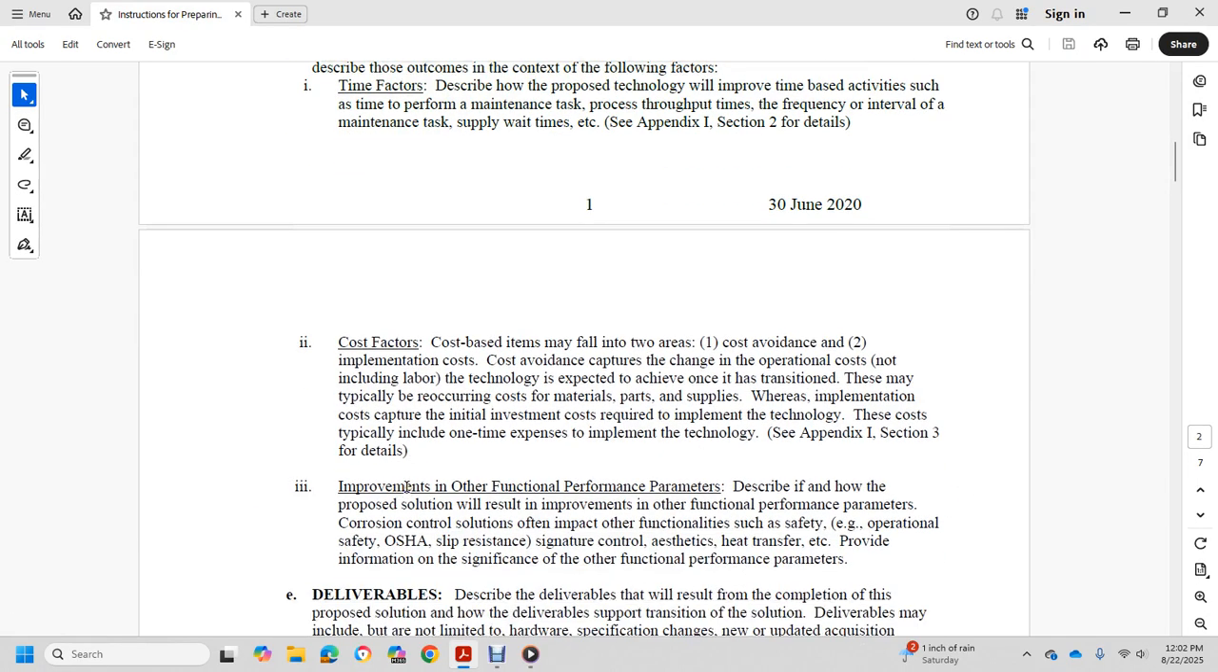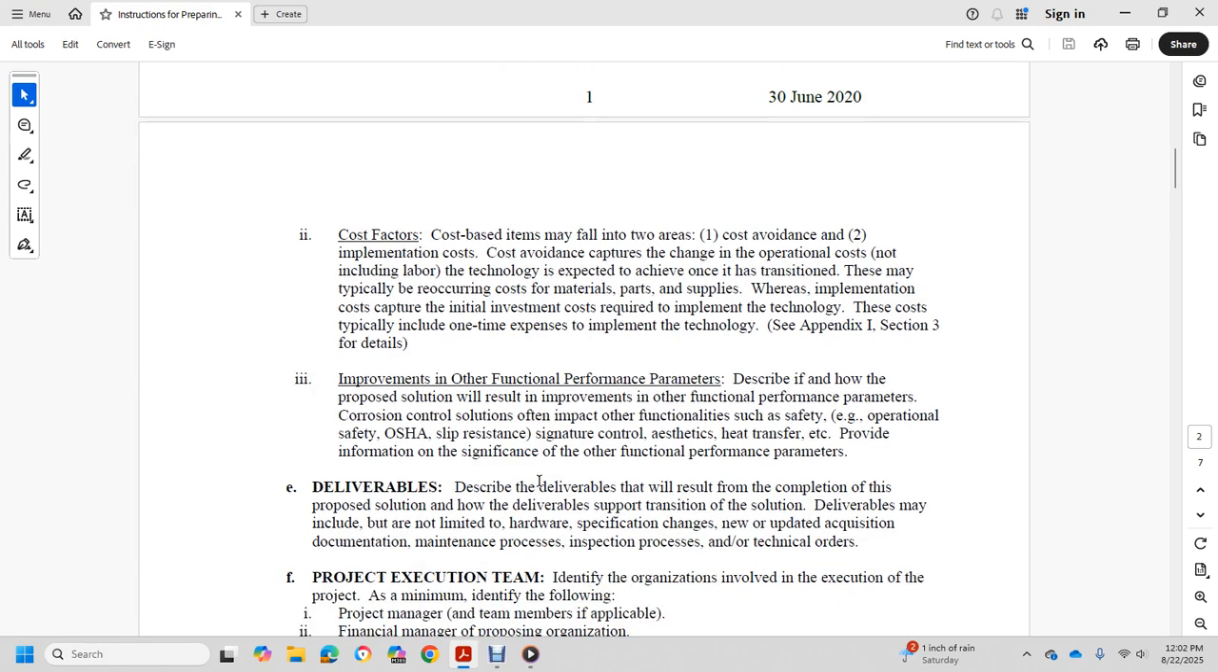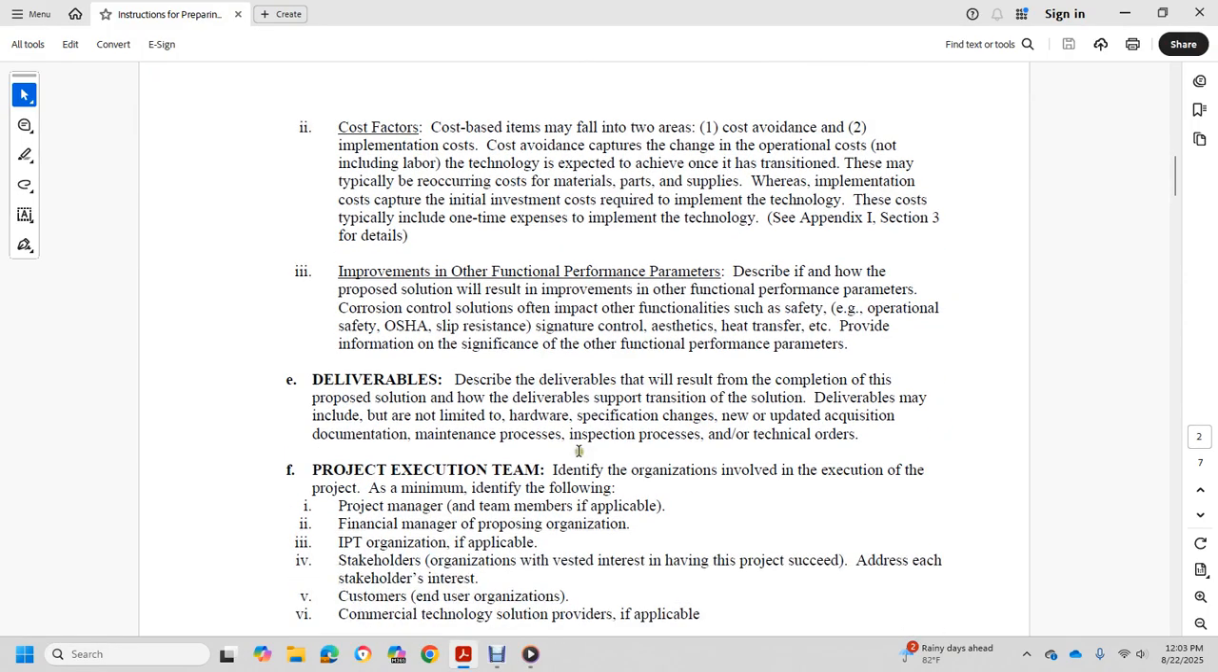Improvements over other functional performance parameters. Describe if and how the proposed solution results in improvements in other functional performance parameters, such as safety, operational safety, OSHA, slip resistance, signature control, aesthetics, and heat transfer, and provide information on the significance of the other functional performance parameters. Deliverables: describe the deliverables resulting from completion of the proposed solution and how the deliverables support transition. Deliverables may include, but are not limited to, hardware, specifications, new and updated acquisition documentation, maintenance and inspection processes, and technical orders.